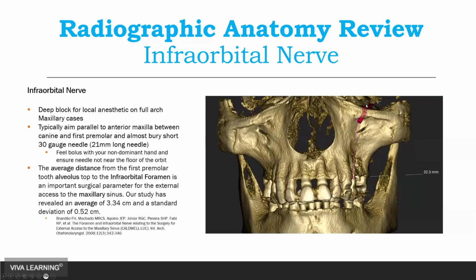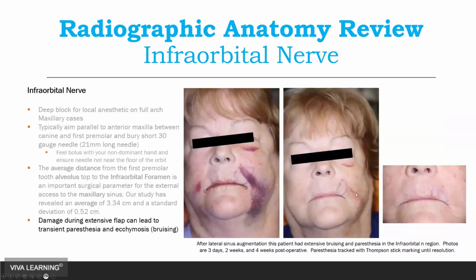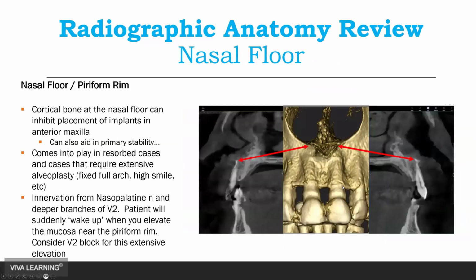Okay. How about the infraorbital nerve? Pretty high. It's about 3 centimeters from the CEJ of the first premolar. Not a nerve you're going to hit very often unless you're doing some larger maxillary surgeries like a sinus lift or an all-on-4 or something like that. But you can map this in the CT before. So rather than just going with anatomical averages, you can certainly map this in the patient CT, know exactly where to inject. Okay. I have had some cases of paresthesia of that nerve from large flap reflections, bruising, swelling, etc.